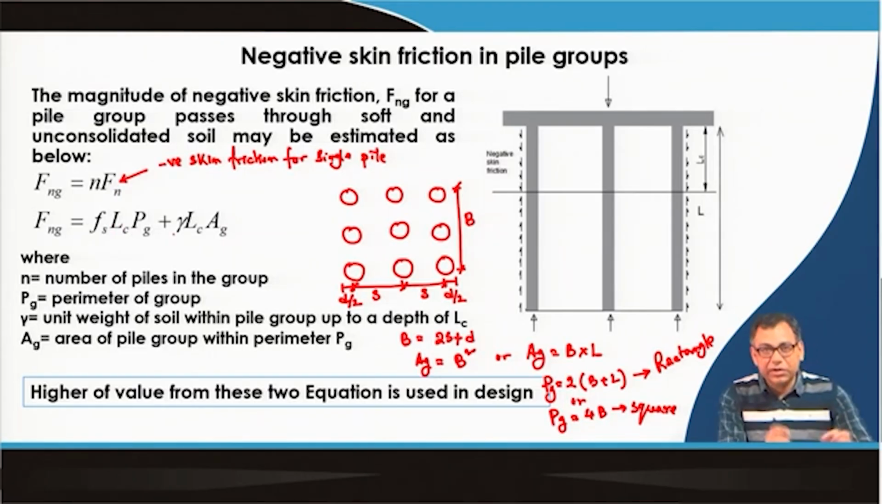The unit weight is the unit weight within the pile group up to a depth of L_C. This way we determine the negative skin friction for the group, and take the maximum of these two. In load carrying capacity it was the minimum of group block failure and single pile failure, but as the negative skin friction has a negative effect, we take the maximum of these two as the negative skin friction for the group during design. For this example problem, first we go for the single pile, then the group pile.